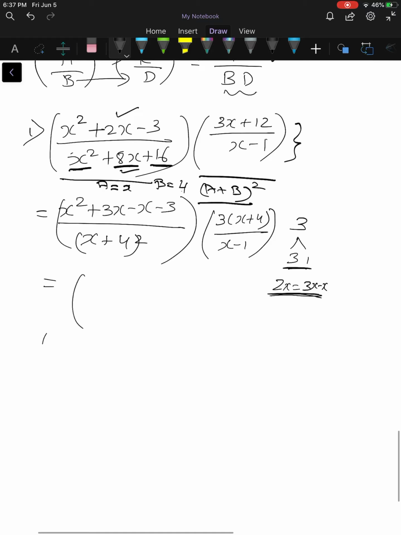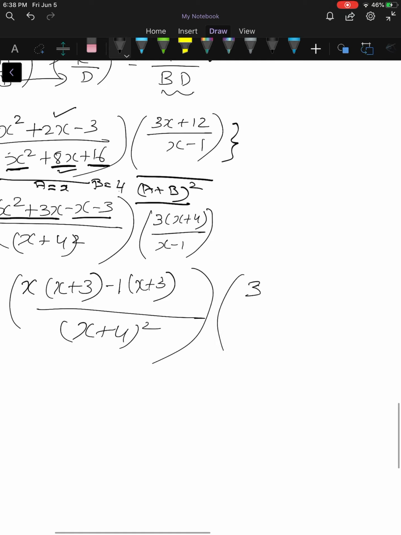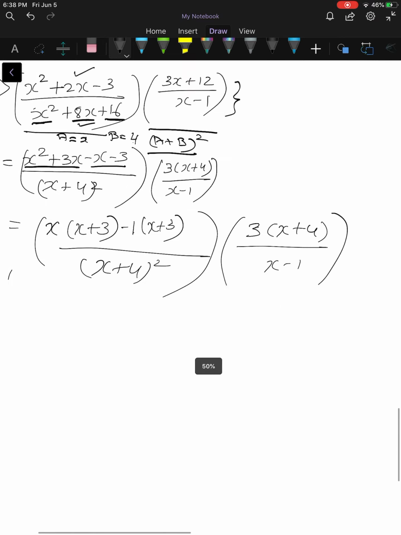Okay, we shall further simplify the numerator of the first expression. If I consider the first two terms here, that would give me x common and x plus 3 written, and the last two terms, minus 1 common and x plus 3, divided by x plus 4 the whole square into 3 of x plus 4 divided by x minus 1.